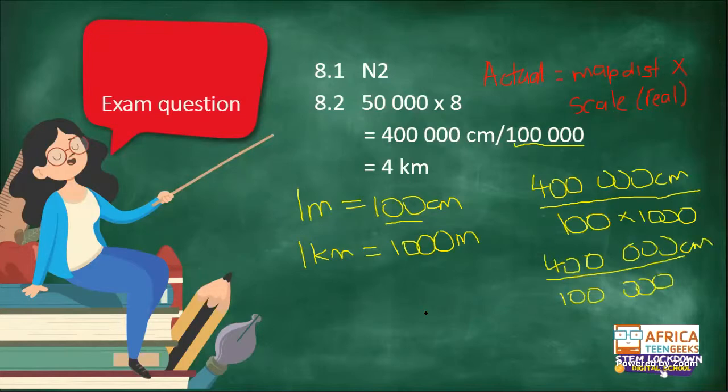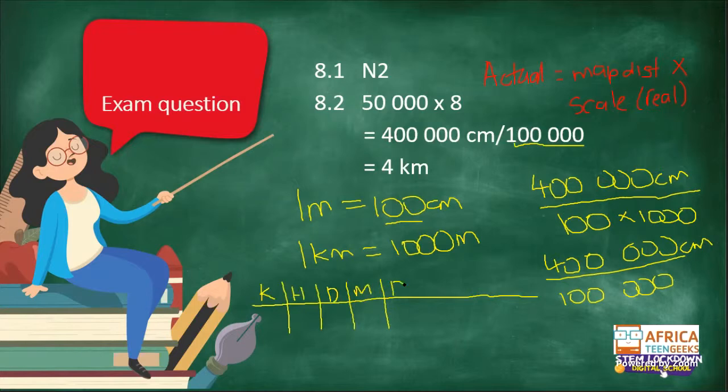Another way of remembering is to use what I told you last time. Draw yourself a small table, and write K for kilometers, H, D, M, D, C, and M. If you recall, a few weeks back, I showed you how to work with this type of table.